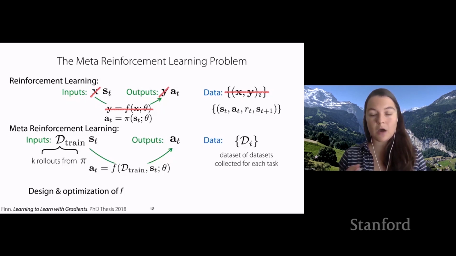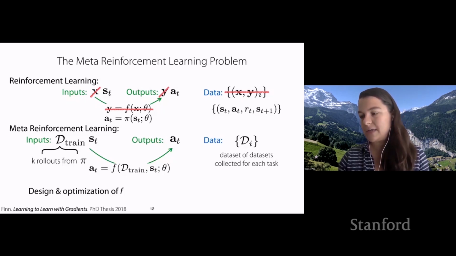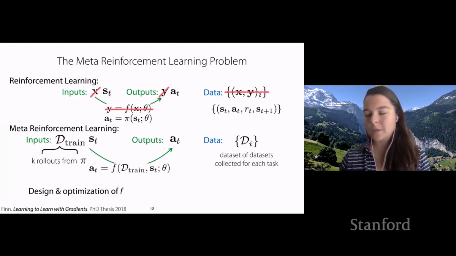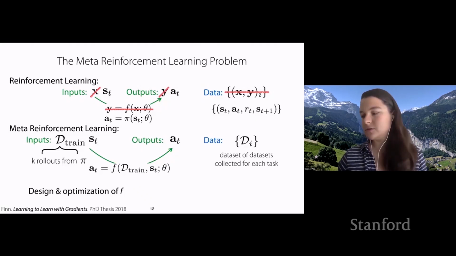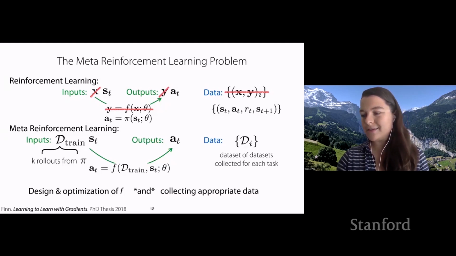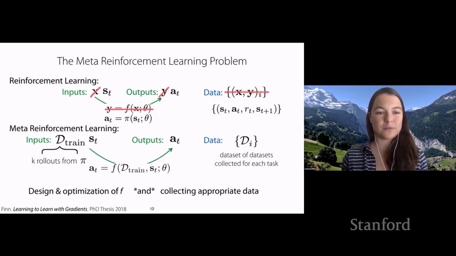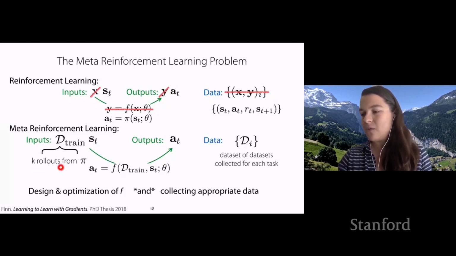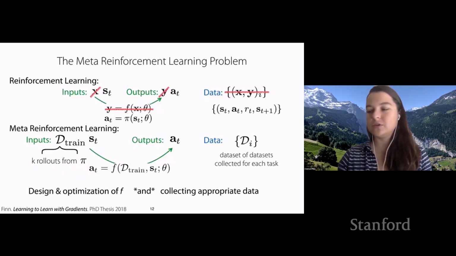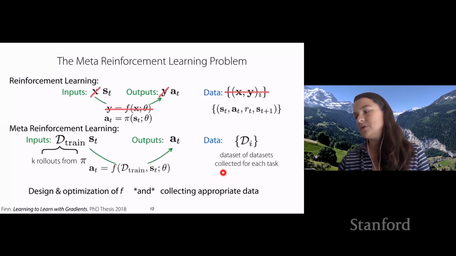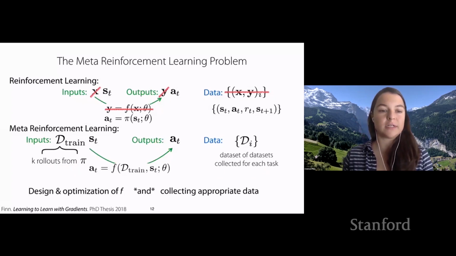And then a core part of this problem, of course, is to design what this procedure looks like and how we're going to optimize this procedure. And then also something that's different than the standard meta-supervised learning problem is collecting appropriate data. Now that we're in this reinforcement learning setting, we get to control the data collection process. So we need to figure out how we should collect this data, how we should collect rollouts from our policy, and also how we should collect our meta-training data as well.